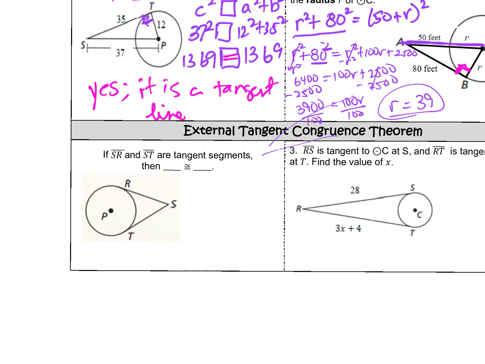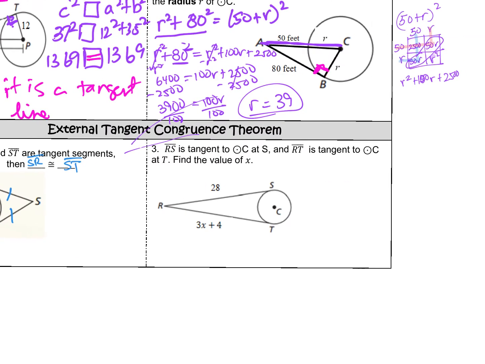All right, so let's talk about external tangents. External, remember, is outside. So tangent lines. Every time it has a tangent line, it touches the circle in one point. So it will always be congruent, because when it's a tangent line, it's always going to form a 90-degree angle. So that's technically what's happening. So I can actually say that SR is congruent to ST.